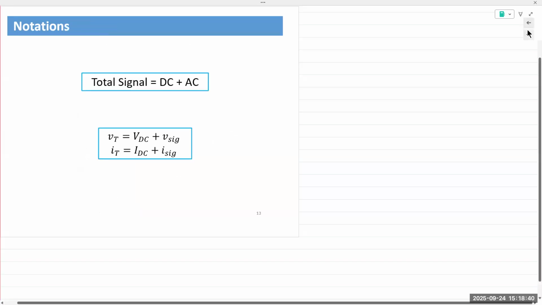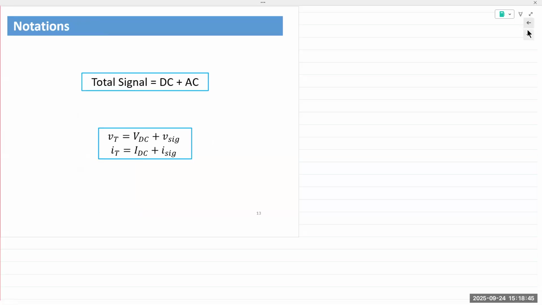All right, notations. You're going to be working with DC as well as AC signals, especially in diode circuits and transistor BJT circuits. We will measure the voltages across the terminals of the device, and when we measure the voltages, we'll have both DC as well as AC. So it's important to note the notation. The total signal in a circuit is comprised of both DC as well as AC.